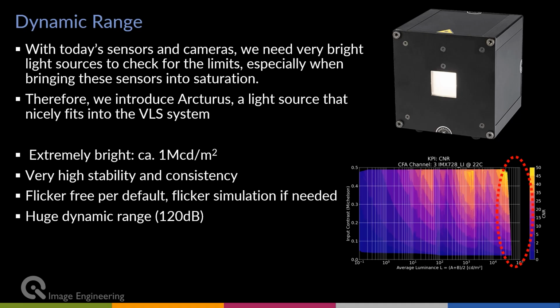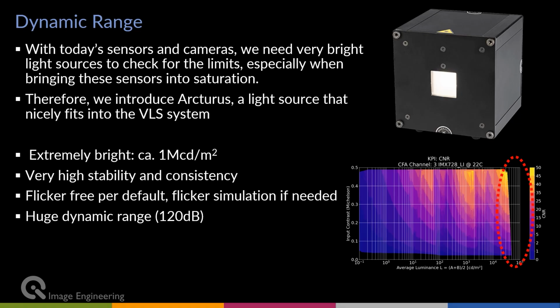So today's high dynamic range sensors, they need a very bright light source to check the limits, especially when you want to bring them to saturation. Sensors are typically configured in such a way that it's okay to have the sun on the horizon in the image. That might bring it to saturation, but only that. So that means if you want to simulate this in the lab, you need a very bright light source.